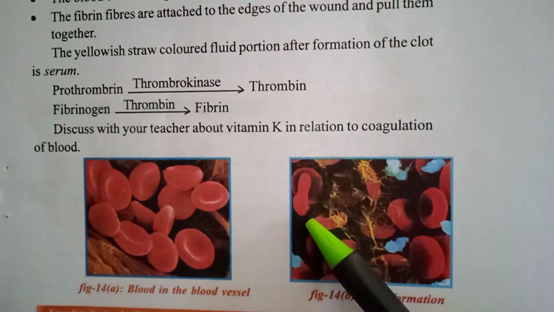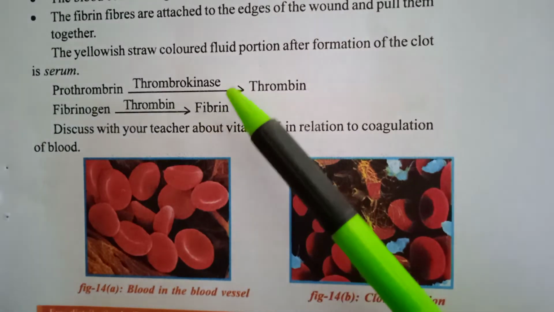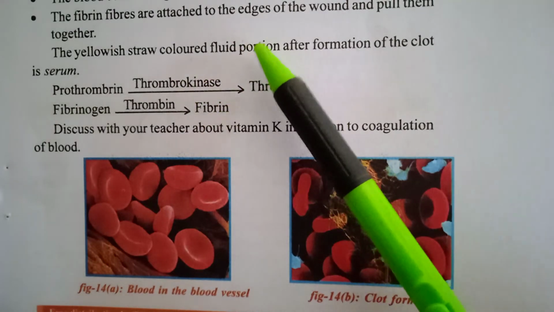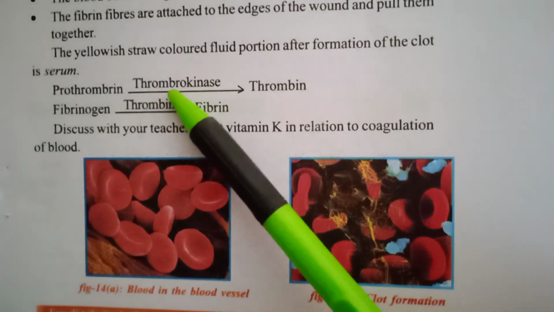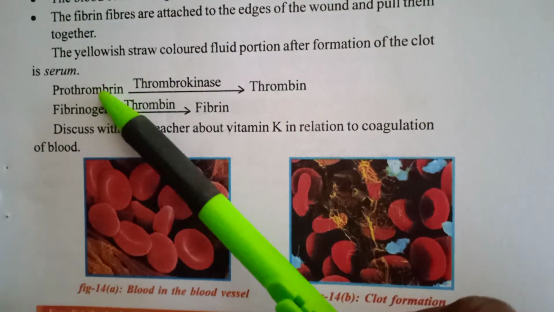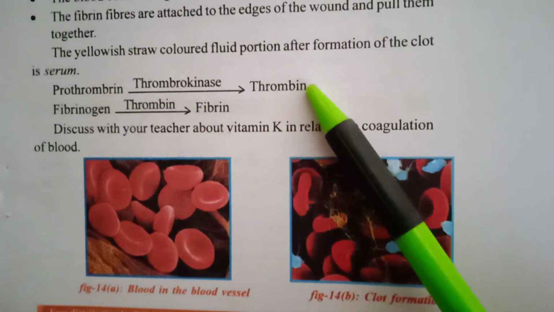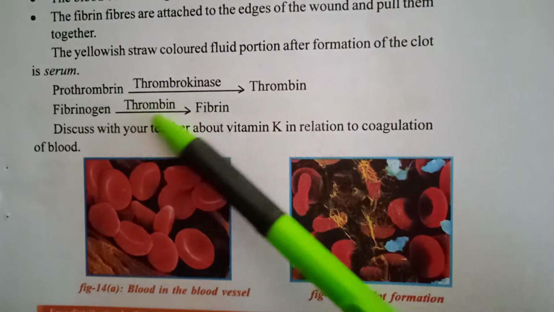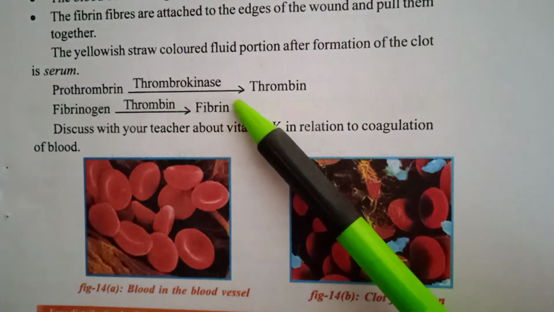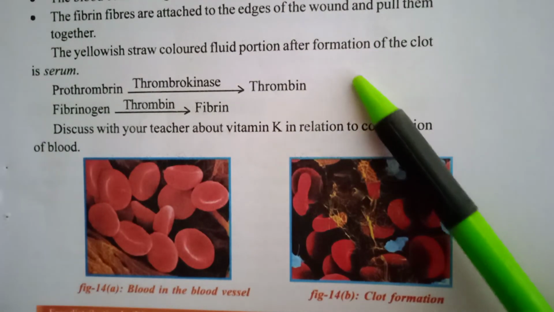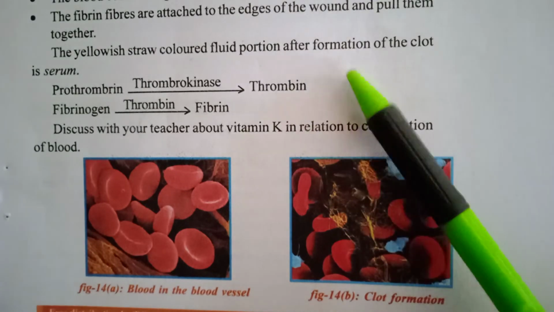Now I am once again telling you the flow chart of coagulation of blood. When blood flows out of the wound or cut, blood platelets release an enzyme called thrombokinase. Thrombokinase acts on a substance present in blood called prothrombin, and prothrombin converts to thrombin. Thrombin acts on another substance present in the blood called fibrinogen, and this fibrinogen converts to fibrin, a fiber-like structure. These fibers are entangled, they pull the edges of the wound, and finally a seal is formed. In this way clotting of blood takes place.